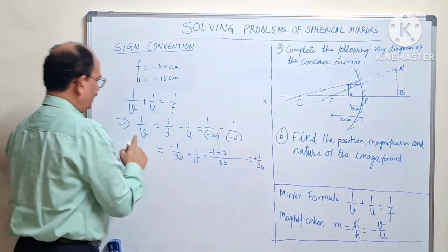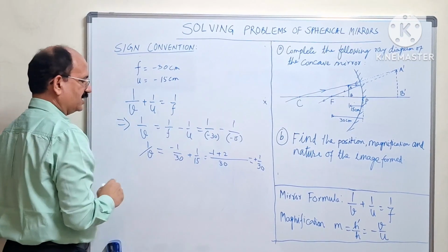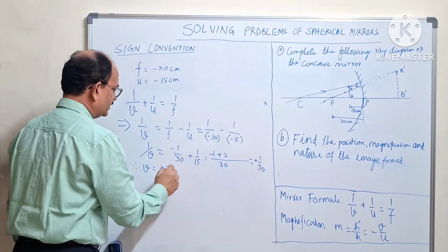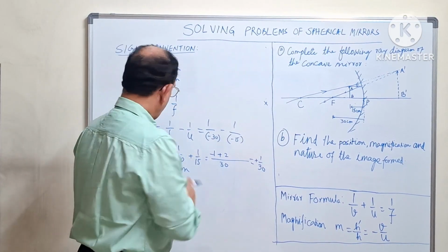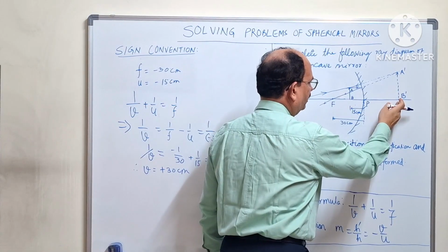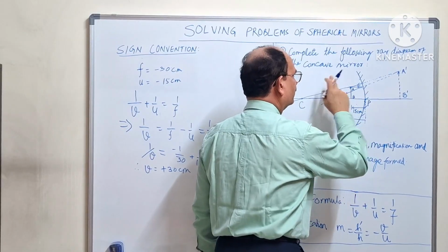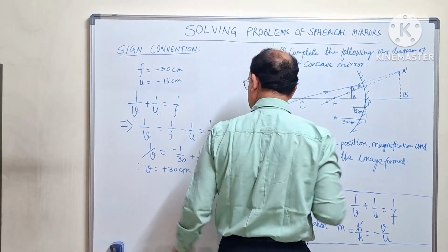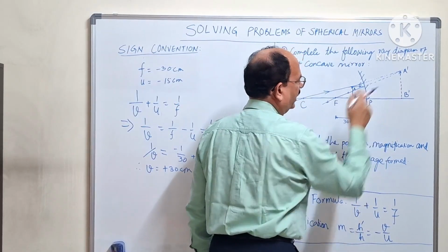But be careful, it is 1 by v, not v itself. So therefore, v will be equal to plus 30 centimeter. What does this plus 30 indicate? That the image should be formed on the right side of the mirror measuring from the pole, which we see from the ray diagram also, that the image is getting formed on the right side because the value of v is plus 30. So it means it is getting formed on the right side.